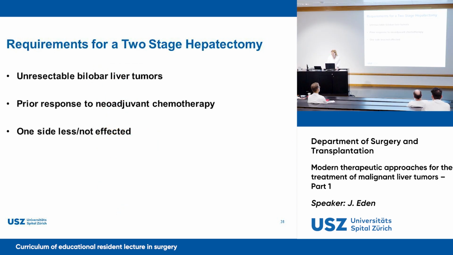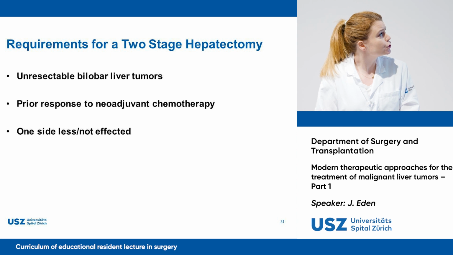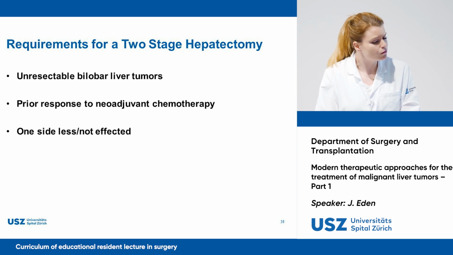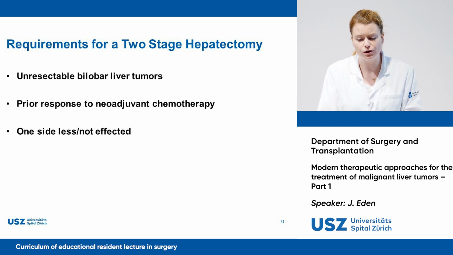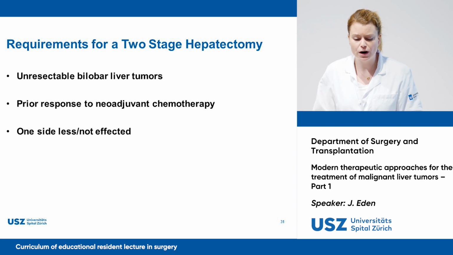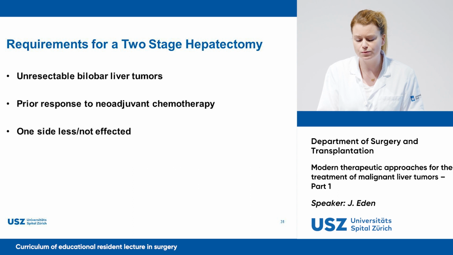Now, usually the occlusion procedures we just heard about are part of a two-stage procedure. And when do we use a two-stage procedure? We only use it when primary resection is not possible. So, what are the requirements for a procedure like that? One, we need to have unresectable bilobar liver tumors. There needs to be prior response to neoadjuvant chemotherapy, and one side needs to be less or not affected at all.